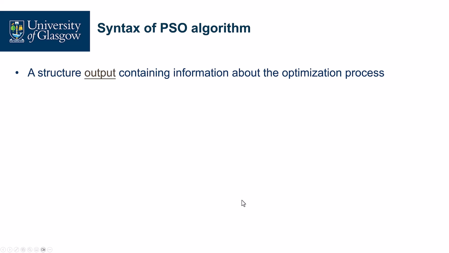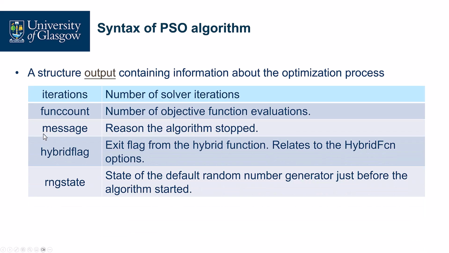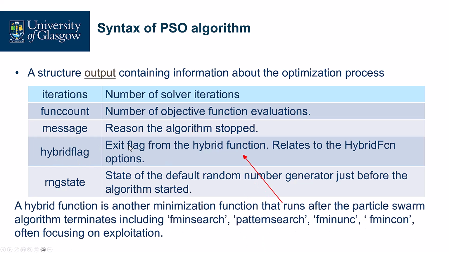And output is a structure. This contains the information of the whole optimization process. It has several properties, such as iterations, the number of iterations the PSO solver has used, and the function count, the number of objective function evaluations, the reason for the algorithm to stop, and the random number used. And here is one we call the hybrid flag. This is the exit flag from the hybrid function. This relates to hybrid function options.